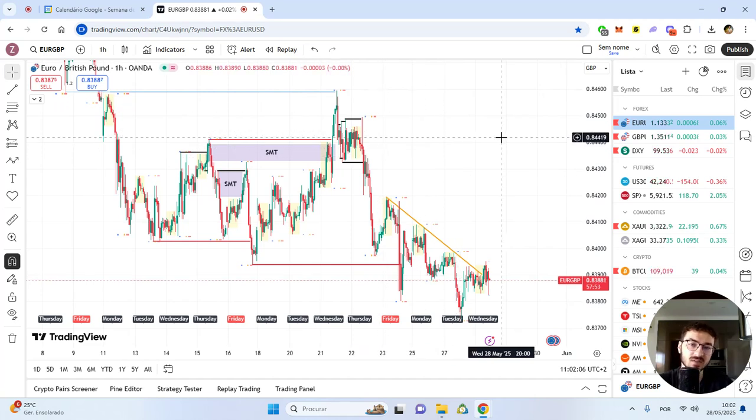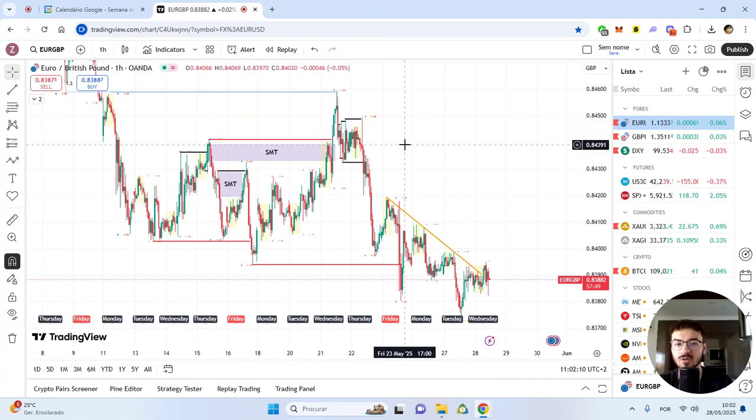And notice how this is not even a pair I trade. This is Euro GBP, right? I only trade EU and GU. And you can do this with whatever pair you'd like. Liquidity runs the markets.